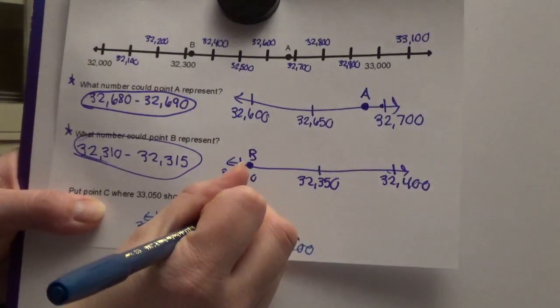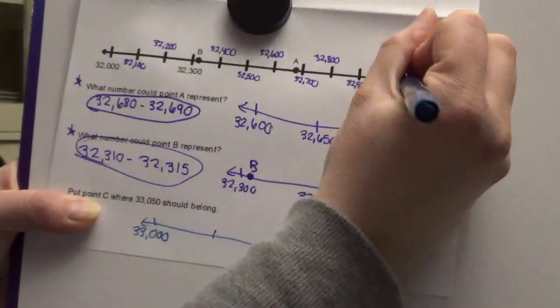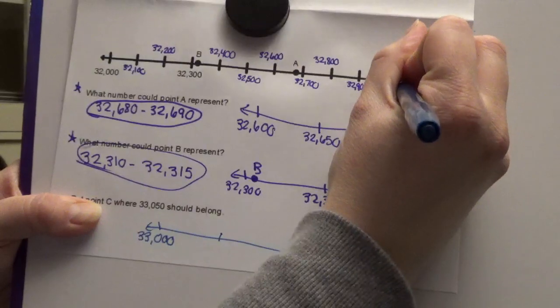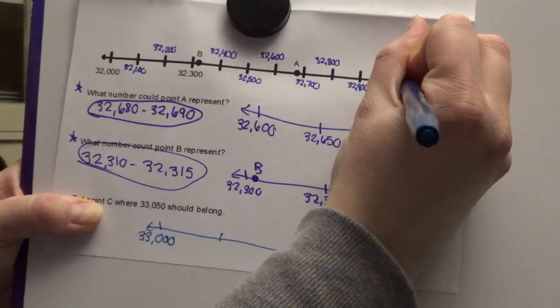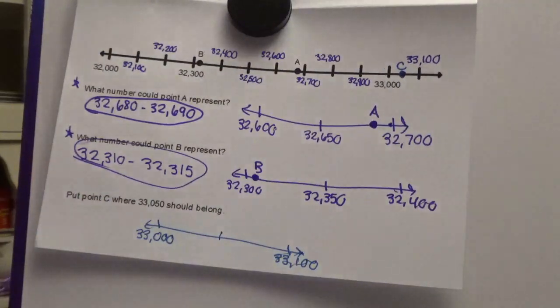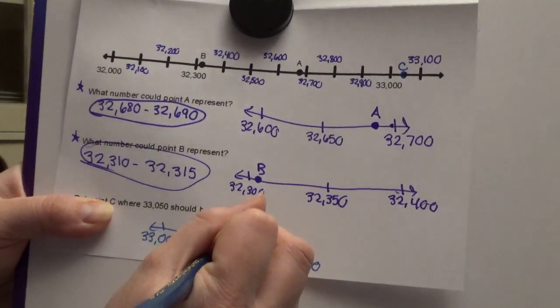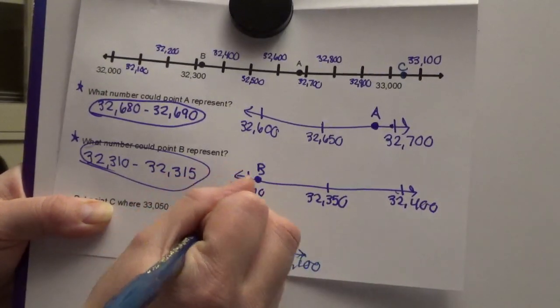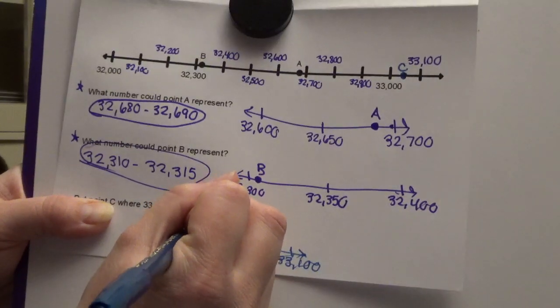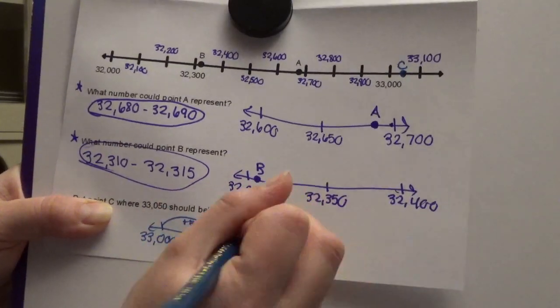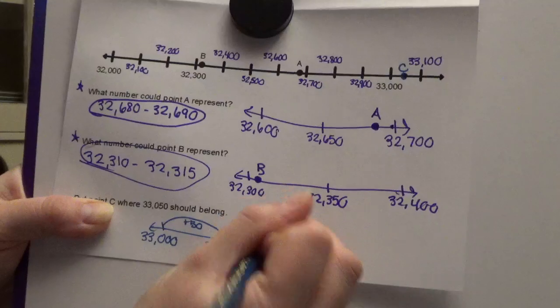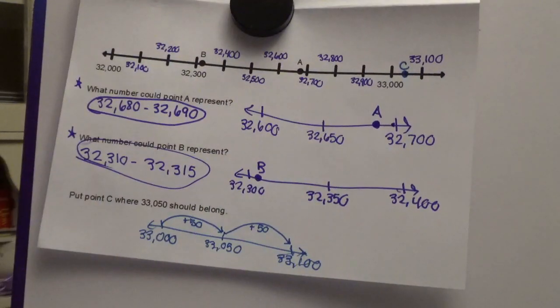Remember, the total distance is 100. Hopefully you said right in the middle. Right in the middle, so on the actual number line, it would be right here. And I would label that with a C. It's not exact because I'm a little bit off, but it should be very close to the middle because 33,050 is 50 away from 33,000, and it's 50 away from 33,100. That's the midpoint between these two numbers.